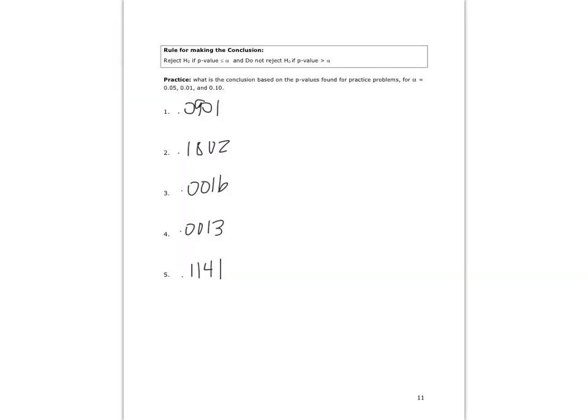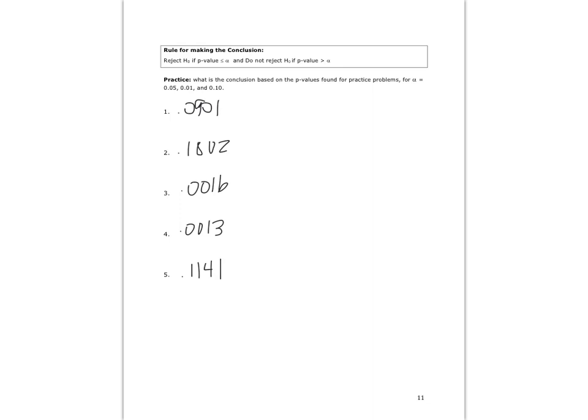Here's the rule to follow when making the conclusion. Reject the null hypothesis if the p-value is less than or equal to alpha, the chosen significance level, and do not reject the null if the p-value is greater than alpha, the significance level. So here are the p-values that we came up with for the practice problems for step 3. And so let's determine what we're going to do for the different significance levels.